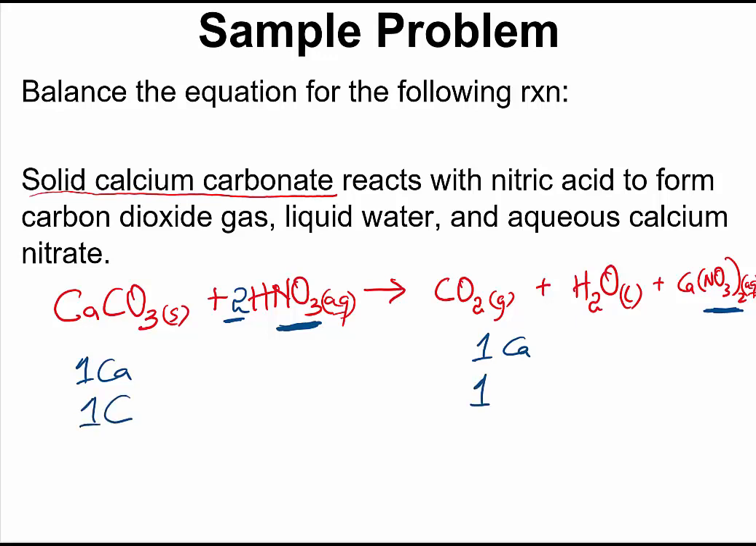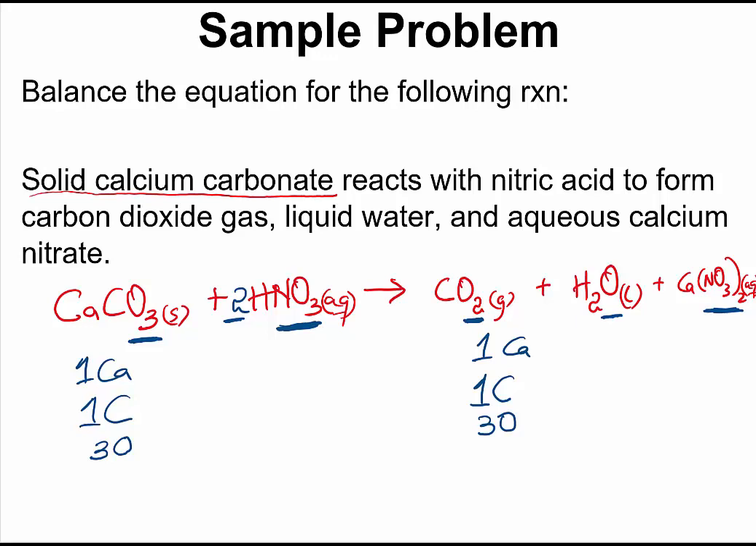On the product side, we have 1 carbon. That is balanced. On the reactant side, we have 3 oxygen. We are not going to count the oxygen in NO3 because that is already balanced. So 3 oxygen. On the product side, we have 2 oxygen here, 1 oxygen here. That makes 3 oxygen. That is balanced.